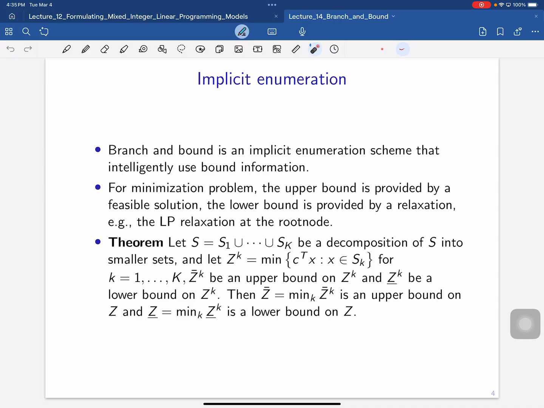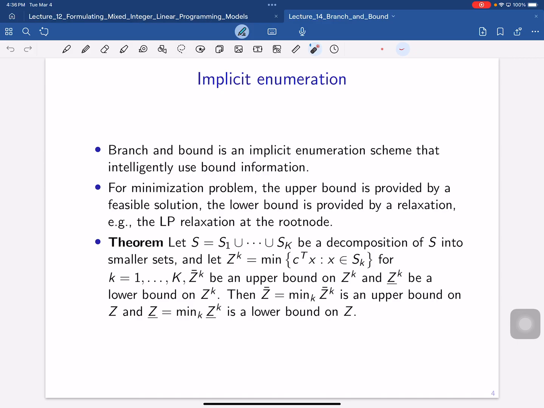Similarly, in a MILP problem, the upper bound is provided by any feasible solution you can find. You might think about different ways of obtaining a feasible solution. We will talk about that later. The lower bound is provided by a relaxation. A very naive relaxation is to relax all the binary variables to be continuous variables between 0 and 1. That is the so-called LP relaxation of the MILP problem.